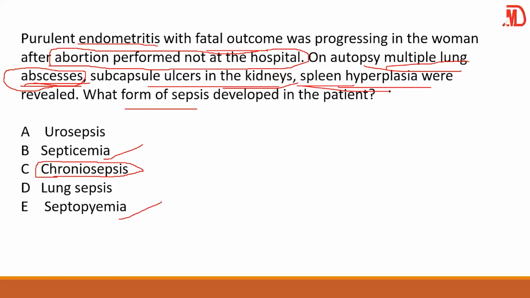Septopyemia. We call it septopyemia. Now, septicemia, in case you want to know, is just a serious bloodstream infection. But when it begins to go overboard, then it becomes septopyemia. So your answer here is E.